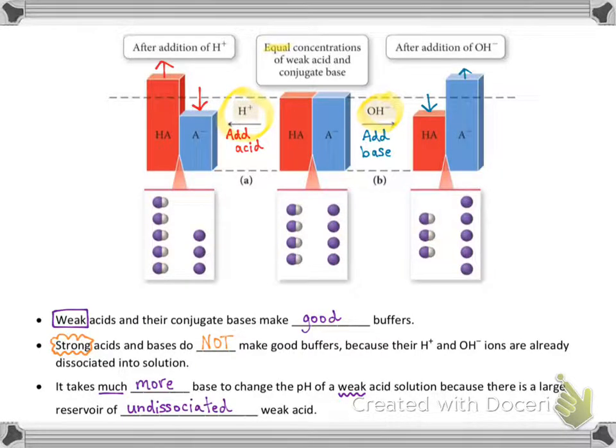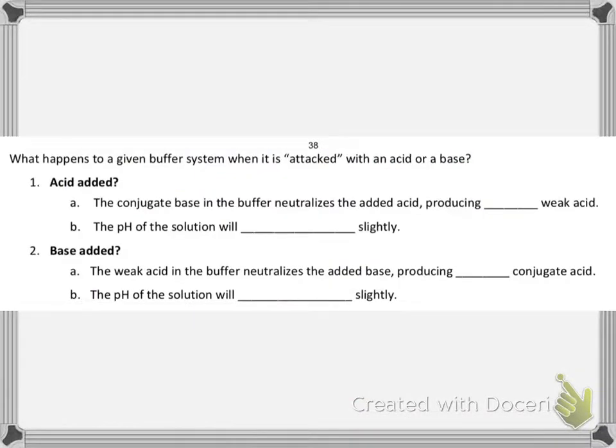Okay, let's go ahead and summarize what's happening when you add an acid or a base to a given buffer system. Then we'll look at some examples. So if you add an acid, the conjugate base will neutralize it, producing more of your weak acid. Now, because you have slightly more weak acid present relative to what you started with, this is going to decrease the pH of the solution, but it's only going to decrease it slightly. So a buffer solution maintains a relatively constant pH, but it's not perfect.